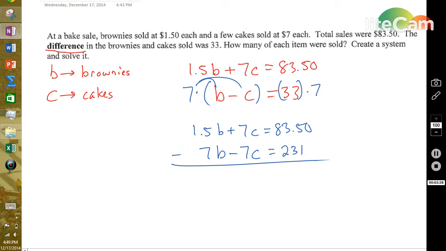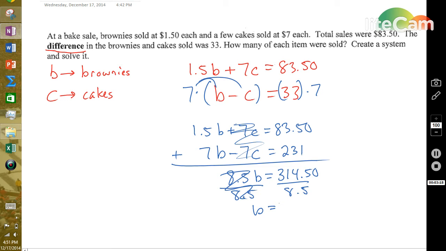Now I can add them together. The C terms cancel out to 0. 1.5B plus 7B is 8.5B. 83.50 plus 231, you will get 314.50. Next step, divide both sides by 8.5. That turns into 1B, and the number of brownies sold was 37.